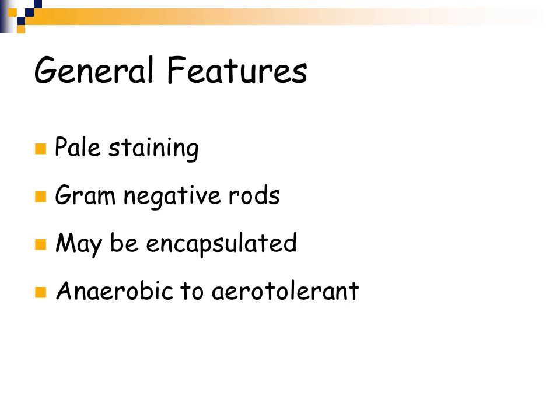The general features of this group of organisms, the gram-negative bacilli anaerobic bacteria, are that they're pale staining. They are gram-negative rods. Some of these organisms are encapsulated, and they are anaerobic to somewhat aerotolerant.